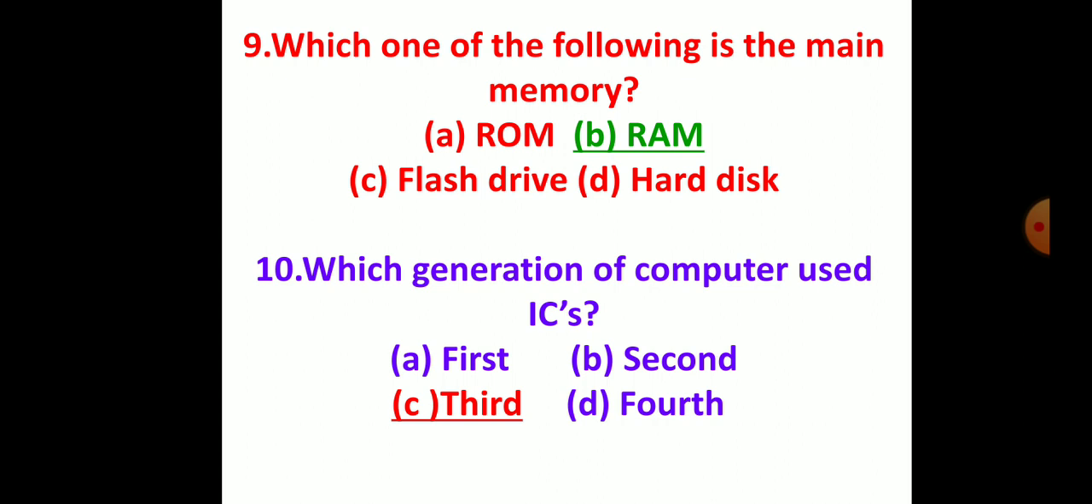Which one of the following is the main memory? The options are ROM, RAM, flash drive, hard disk. The answer is RAM. Which generation of computer used ICs? First, second, third, fourth. The answer is third.